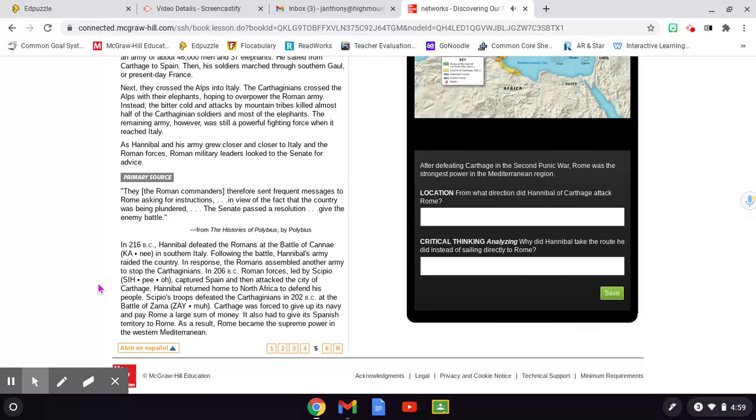Scipio's troops defeated the Carthaginians in 202 BC at the Battle of Zama. Carthage was forced to give up its navy and pay Rome a large sum of money. It also had to give its Spanish territory to Rome. As a result, Rome became the supreme power in the Western Mediterranean.